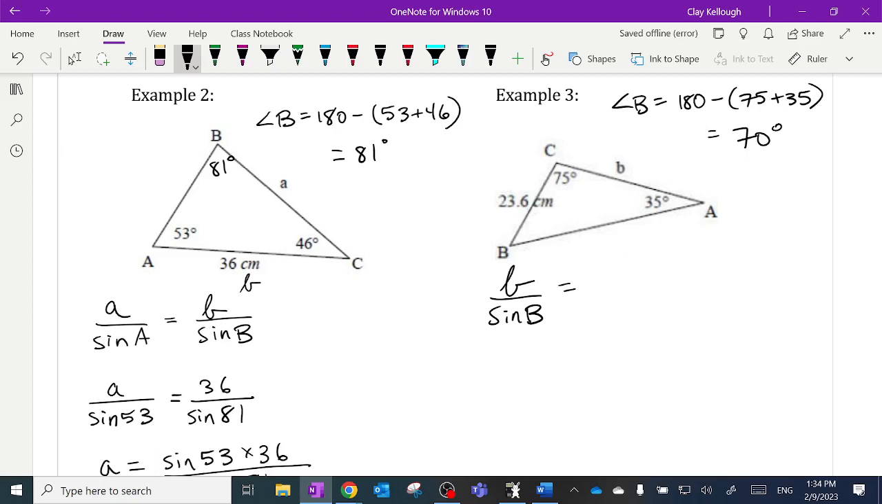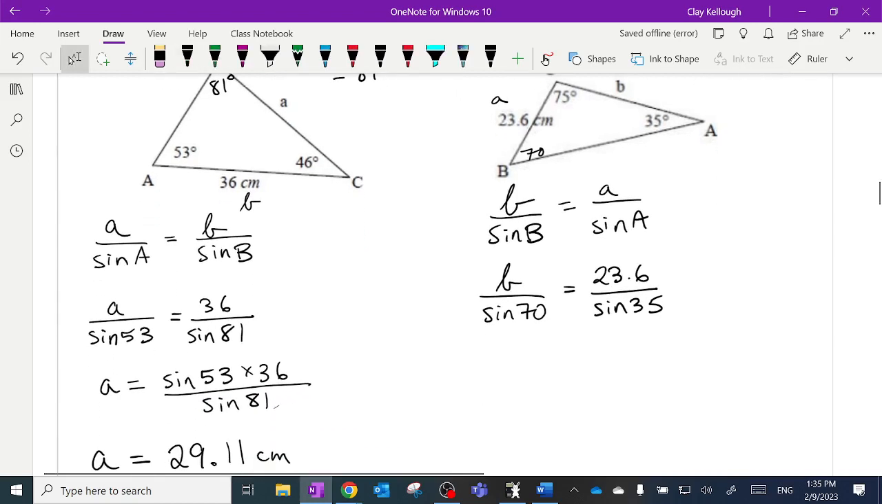And I know side A and angle A, so that's the other part of the ratio I want. Remember, you only ever need 2 parts, you never need all 3. So I'm going to plug in angle B, which I just figured out is 70. So sine of 70 equals 23.6 over sine of 35. And now I'm going to do the cross multiply part. So sine of 70 times 23.6, all divided by the sine of 35.